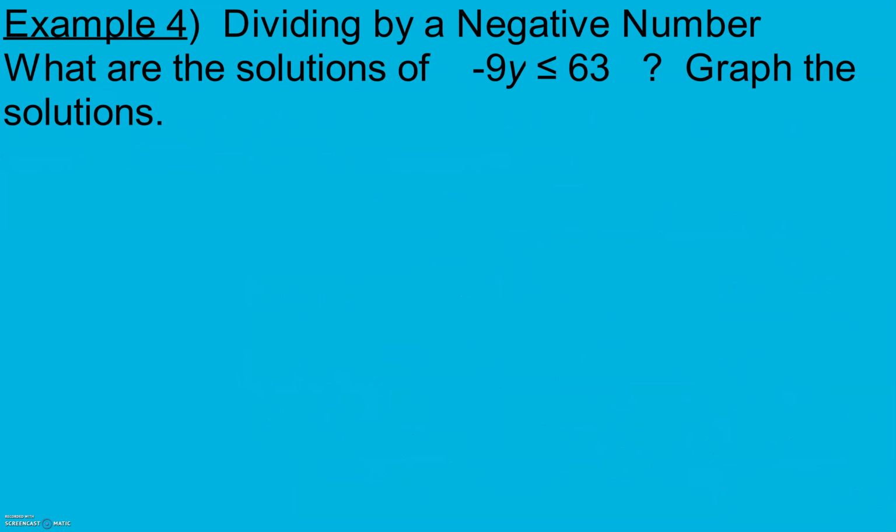Here we want the solutions and the graph. My variable is being multiplied, I get rid of multiplication by dividing. And whatever I do to one side, I do to both. Keep in mind we take that sign with the number. It's a negative 9 times y. Negative 9 divided by negative 9 gives me just one y, which is perfect. I just have a y on that side.